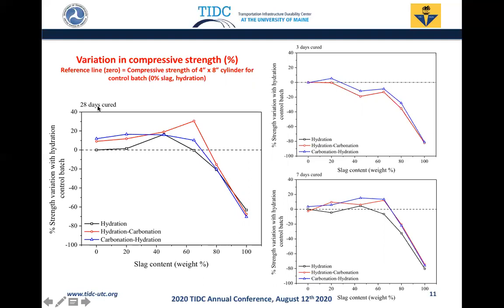After 4 weeks, 28 days, we can see some great improvement. For example, about 30% improvement for the red line, which is hydration carbonation. Also, we can see some improvement in carbonation hydration until 60%, but 65%. But after that, we see a decrease in the results of compressive strength.